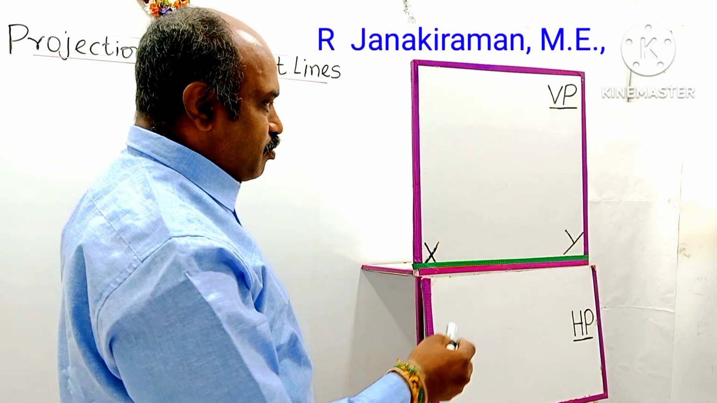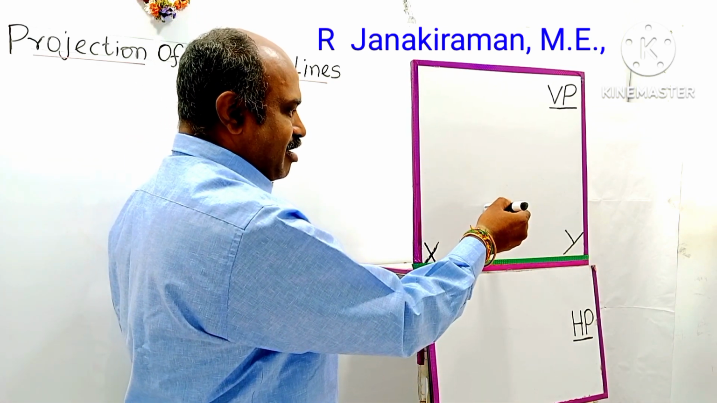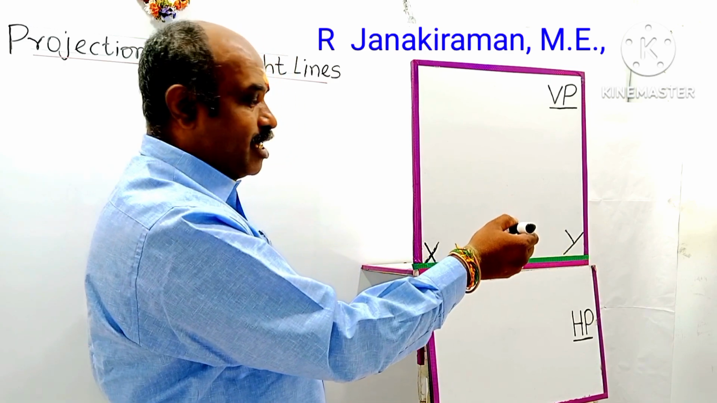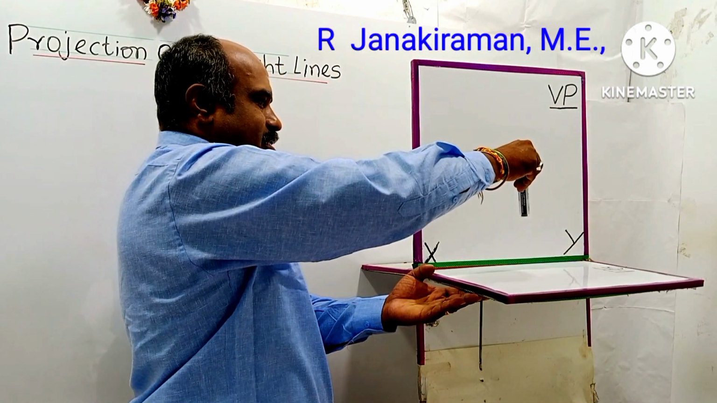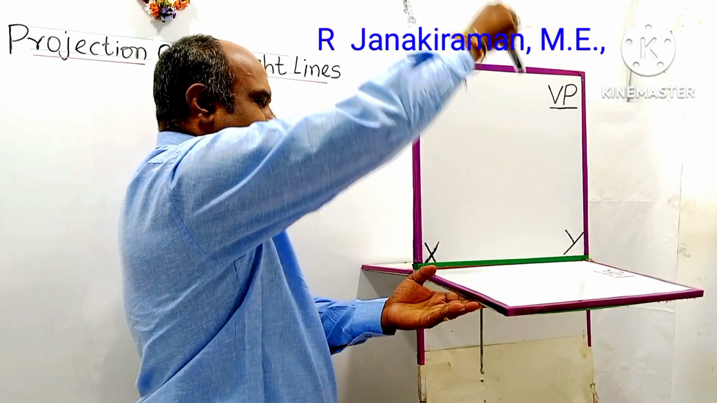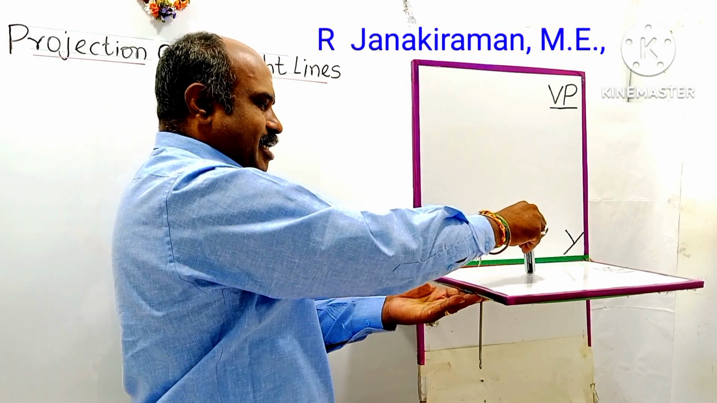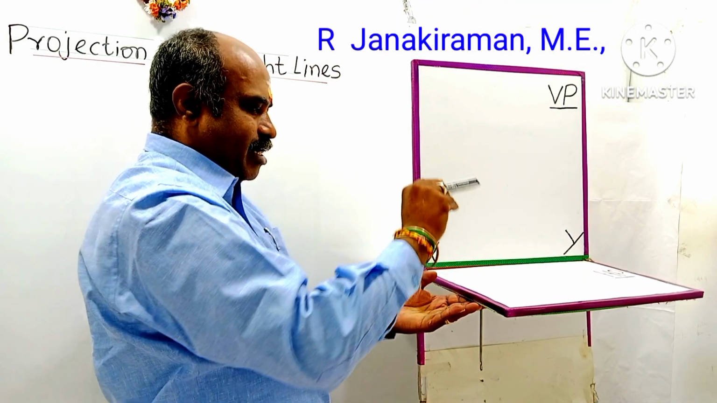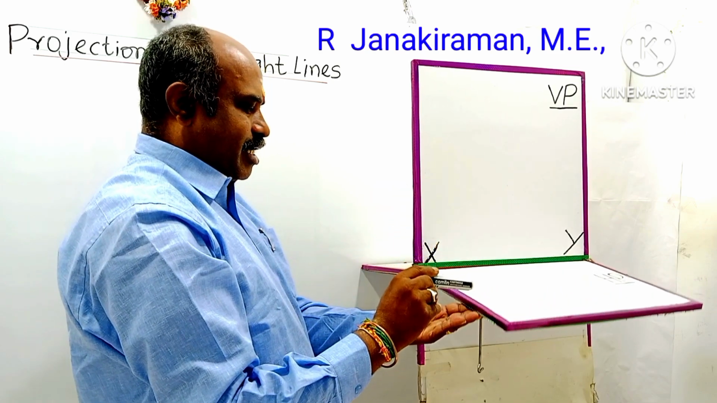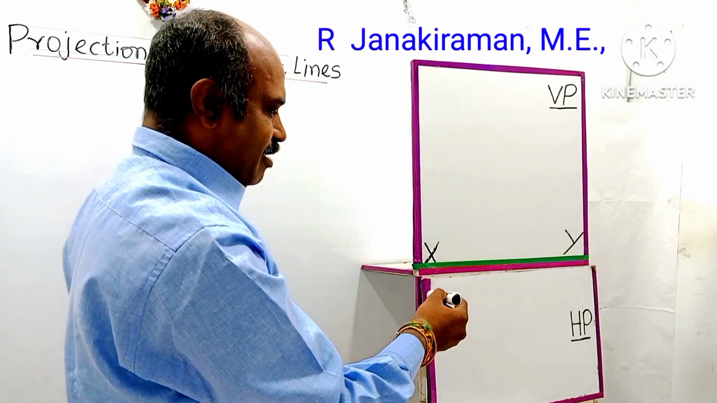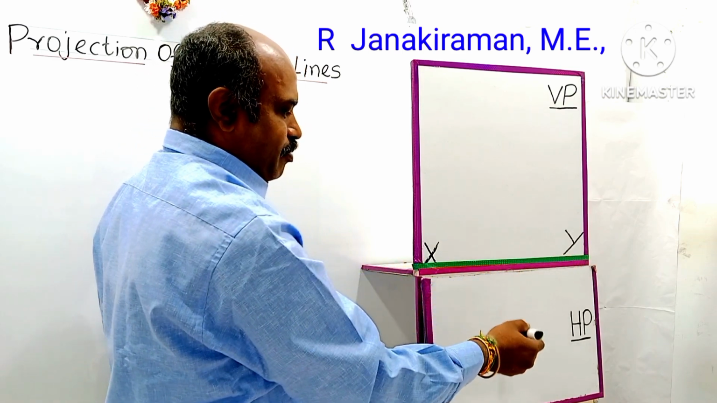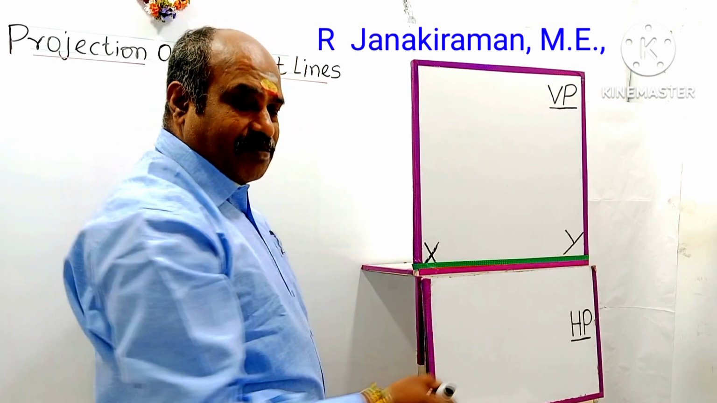Whatever view is projected on the vertical plane is called the front view, and whatever view is projected on the HP is called the top view. Looking from the top, the view is projected on the horizontal plane, and the horizontal plane is rotated clockwise 90 degrees, so it comes in line with the vertical plane. After turning 90 degrees, it comes below the XY line. The projected view on the HP will be the top view.